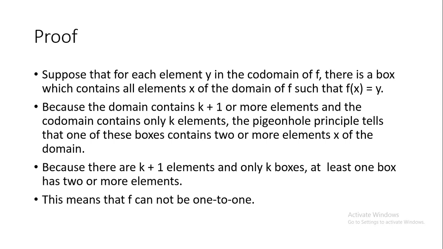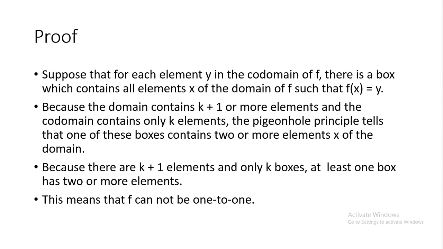Okay, so the domain is X and the codomain, or range, is Y. Because the domain contains k plus 1 or more elements and the codomain contains only k elements. So in this statement, the domain contains k plus 1 and the codomain contains only k. In such a situation, by using the pigeonhole principle, one of these boxes contains two or more elements x of the domain.